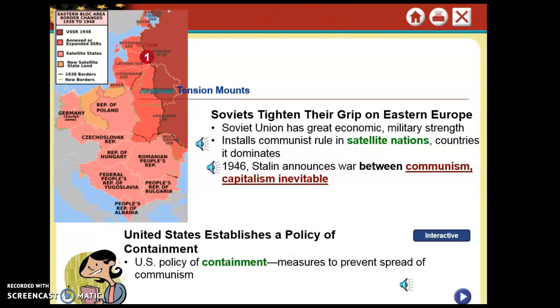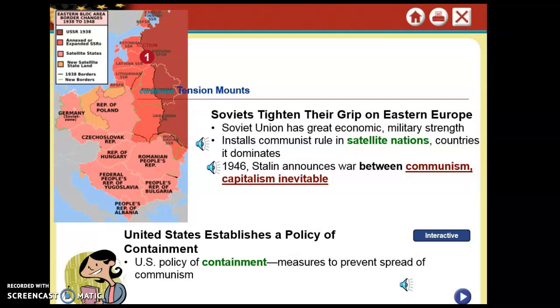So Europe was now divided into two political regions, a mostly democratic Western Europe and a communist Eastern Europe. And in March of 46, Winston Churchill traveled to the United States and he gave a speech that described the situation in Europe. These are his words.